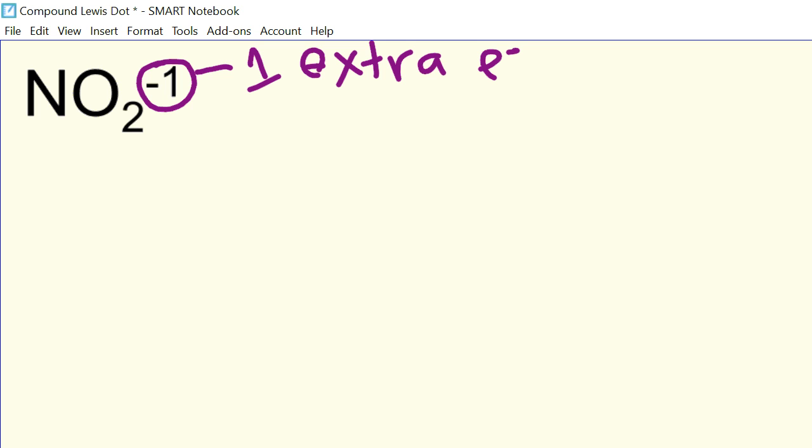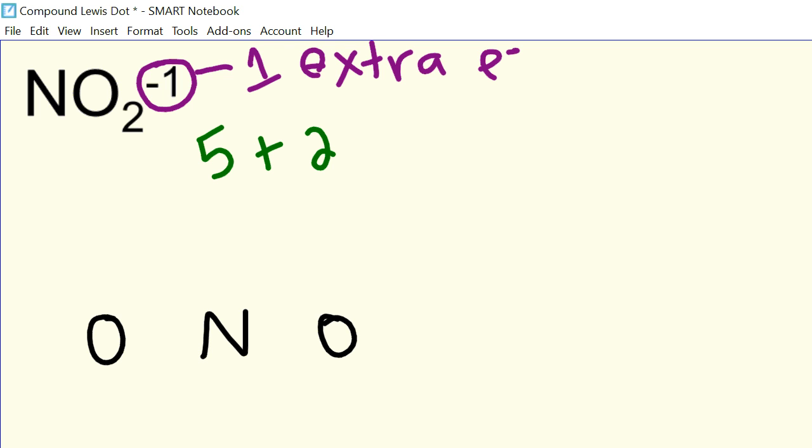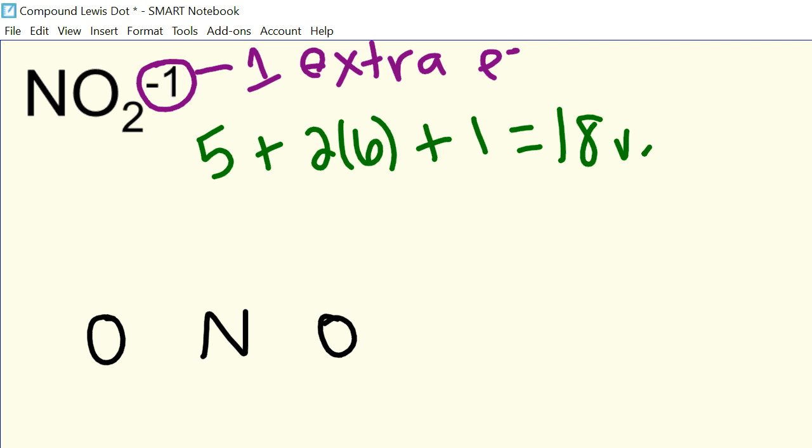So again, which one goes in the middle? I have less nitrogen than oxygen, so we'll put him in the center. Determine the number of valence electrons. Nitrogen has 5 plus 2 times 6 because of the oxygen, then plus that 1 extra electron that we were talking about. So this structure now has 12 plus 5 is 17 plus 1 is 18 valence electrons. Go ahead, single bond everybody. Complete your octet.